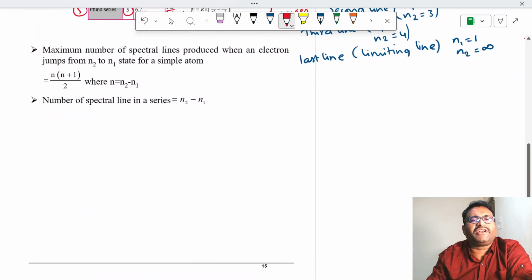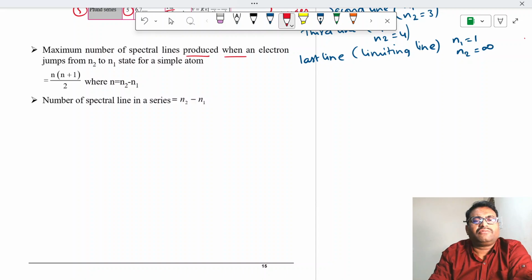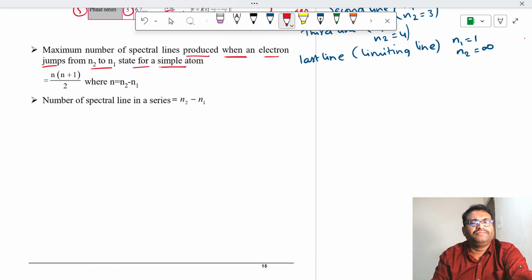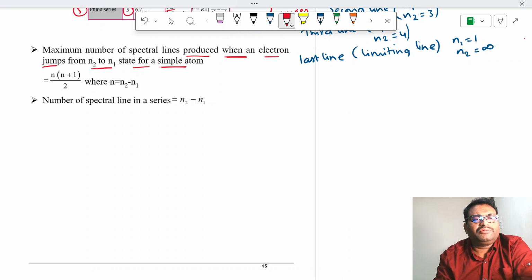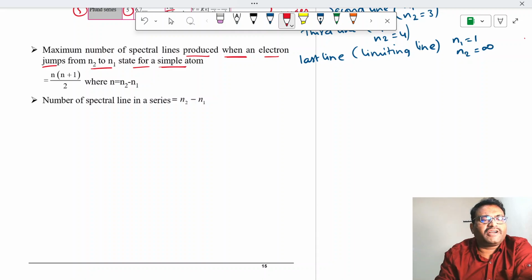Next, the maximum number of spectral lines produced when an electron jumps from n2 to n1 state for a sample of atoms. In the discharge tube, there are a huge number of hydrogen atoms. When all those de-excitations are considered, we get the maximum number of spectral lines produced. For example, let us take the electron de-exciting from the 5th energy level.